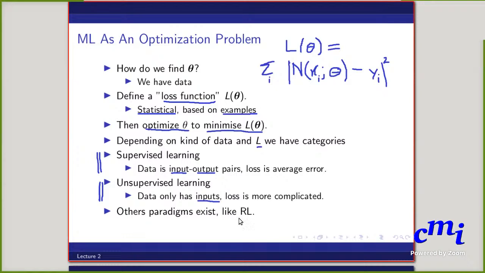And there are other paradigms like reinforcement learning, where it is not directly a loss function that we are going to optimize, but rather a reward function based on runs of a game. But this is the high level view of what we tend to do when we set up gradient descent in machine learning.